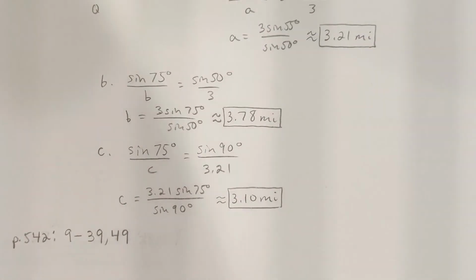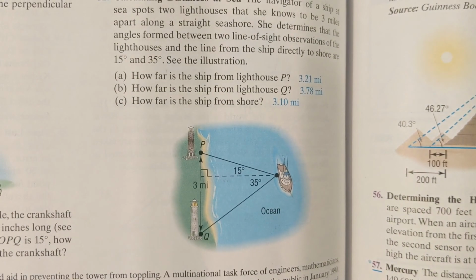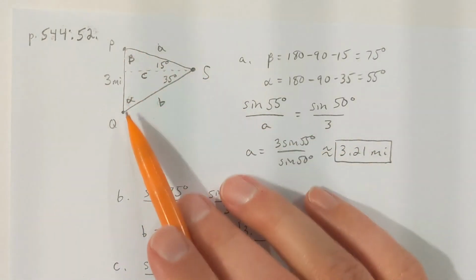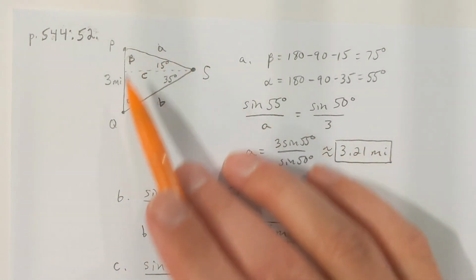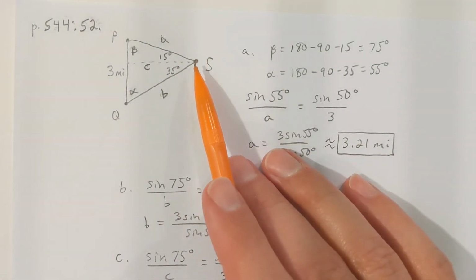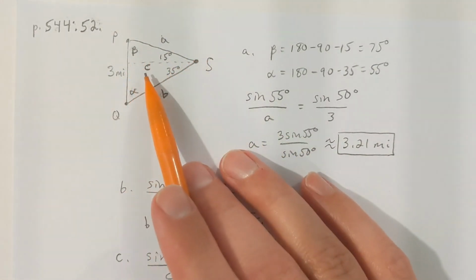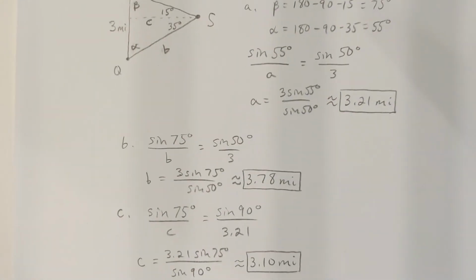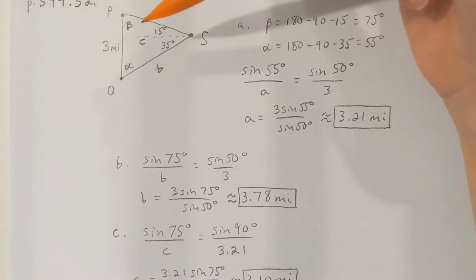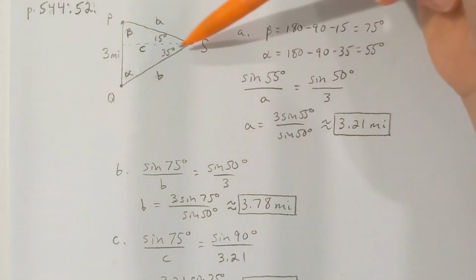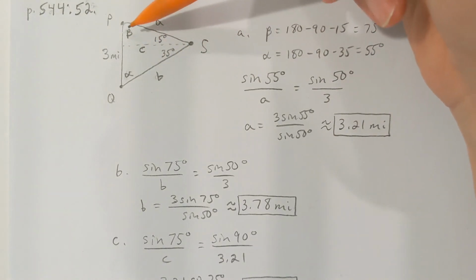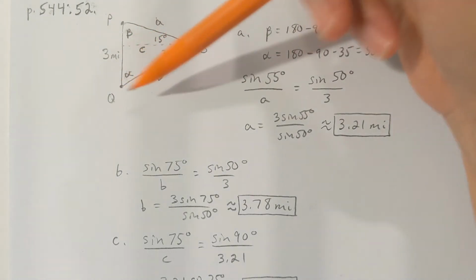Okay, part C then. How far is the ship from the shore? Well, at this point, I have now solved triangle SPQ, right? I've got all three sides known and all three angles known. How far is the ship from the shore? I'm going to call that distance C miles, and I've got to find that distance here. I've got a couple of options. I could use the law of sines and also refer to a right triangle. Again, I've got two right triangles in this bigger triangle here.